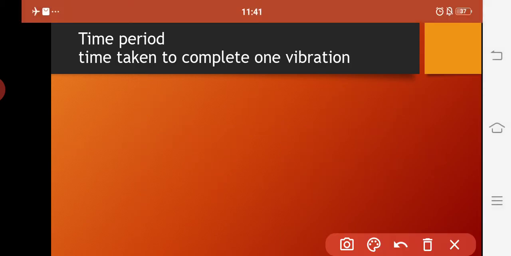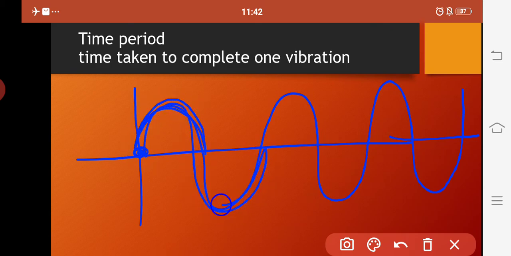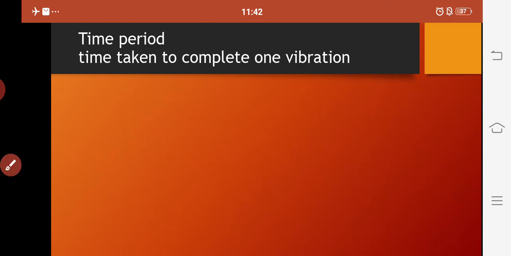The next is time period. We know that this is the graph plotted by a wave motion. So what is time period? The time taken by a wave to complete one vibration. What is one vibration? Since it is starting from this, there is one half motion and the other half motion. Together this makes one vibration, and one vibration is such that it completes one circle. So the time taken to complete this one vibration is known as time period.